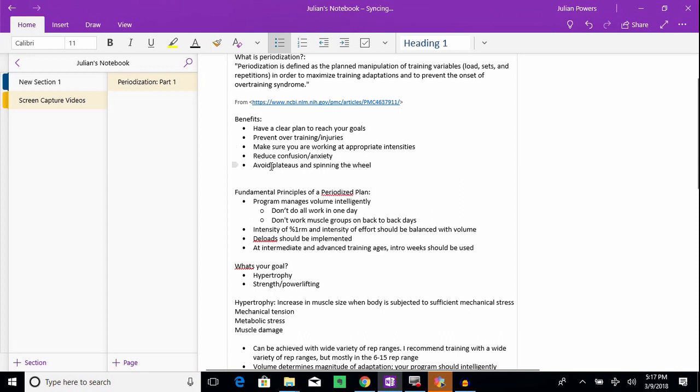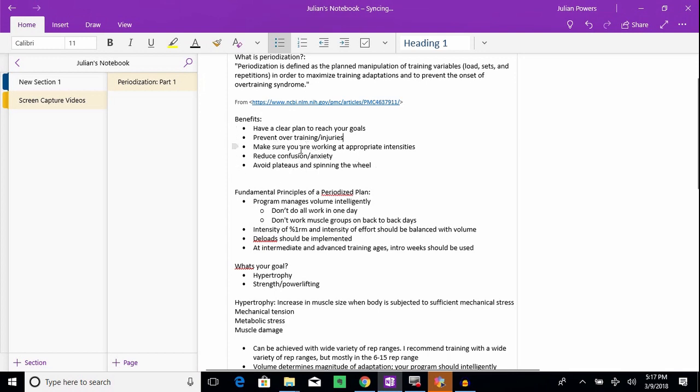Which basically means you hit a plateau. And plateau doesn't necessarily mean you're stagnant, doing the same thing and hitting the same 1 rep maxes. You could be spinning the wheel, like I said. You may improve one month, but then the next month you may actually go down on a 1 rep max because, again, there's not proper planning.